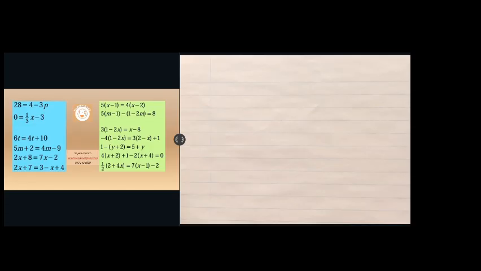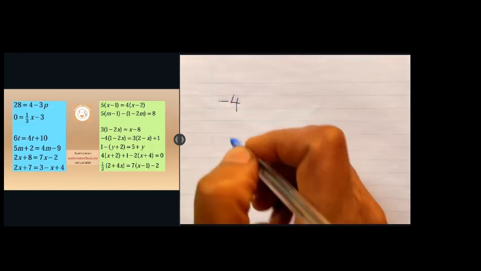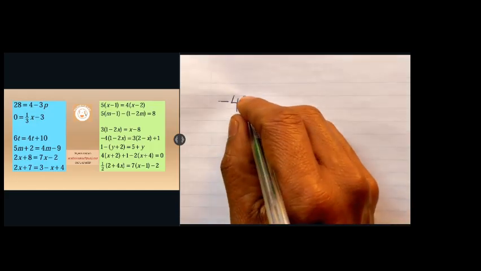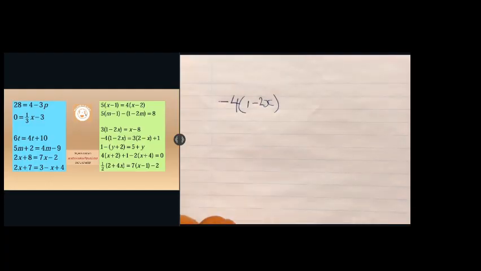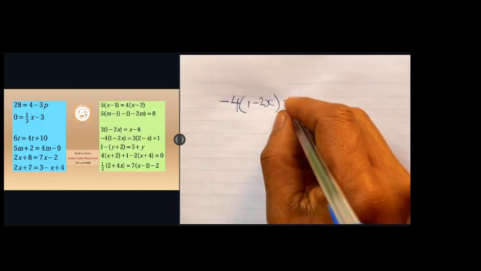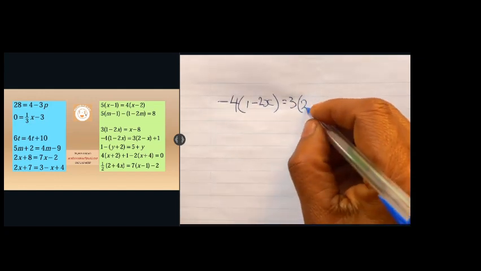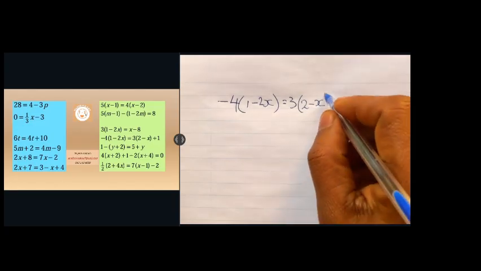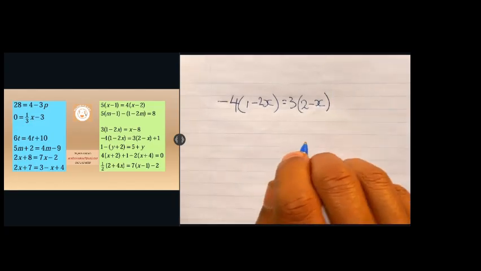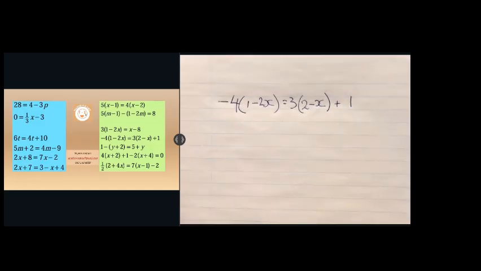Okay, so I'm going to do -4 and what? And 1 minus 2x is equals to what? It is equals to 3. This is the question right at the end. You know, when you have question 2, you have 2.1, 2.2, 2.3. Yeah, this one, it's like 2.4 right at the end.